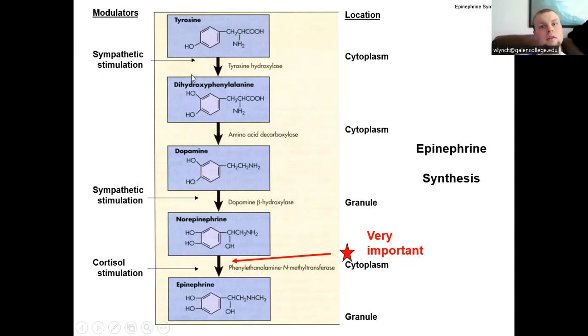Locations: tyrosine hydroxylase in the cytoplasm, amino acid decarboxylase in the cytoplasm, dopamine beta hydroxylase in the granules, phenylethanolamine N-methyltransferase is in the cytoplasm as well. And this is the rate limiting step, right? So the rate limiting step of norepinephrine into epinephrine is going to be at this enzymatic conversion, which is going to be based on cortisol stimulation.